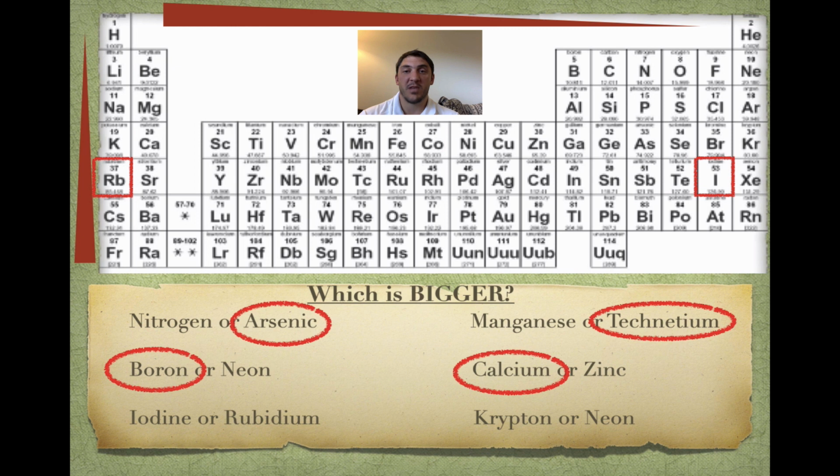The next two, iodine and rubidium. Iodine and rubidium are in the same period, so whichever one has the weaker nucleus at the same amount of shielding is the one that's going to be bigger. Rubidium has a weaker nucleus, so it's the bigger radius.